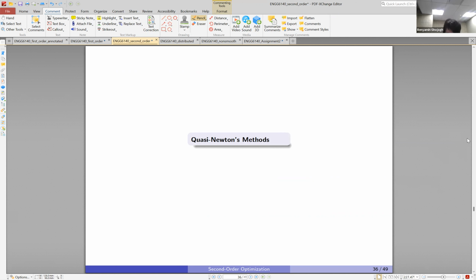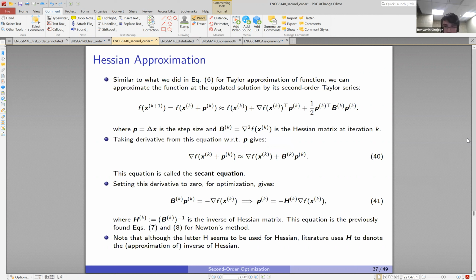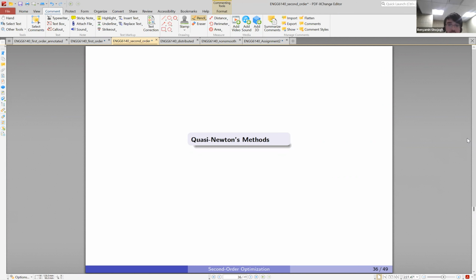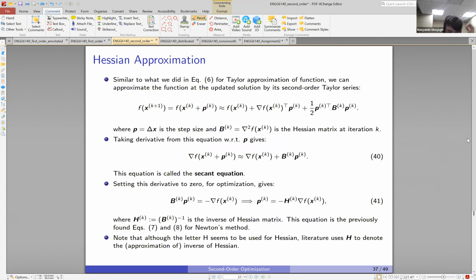No? Okay. By the way, I agree this part is a bit theoretical, but from now on it becomes more interesting. Let me briefly mention quasi-Newton's method, and then we'll go to distributed algorithms, distributed optimization. I think that is very fun. We'll see that.